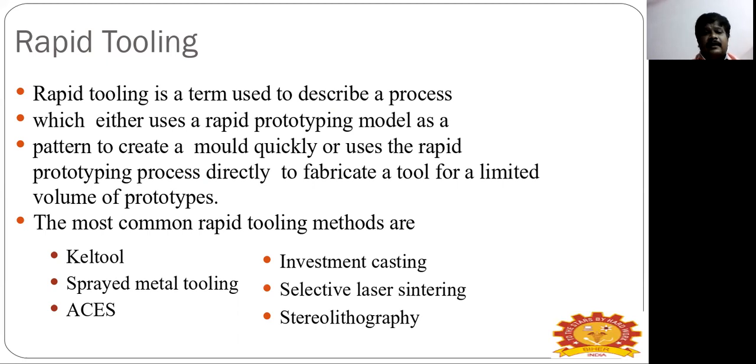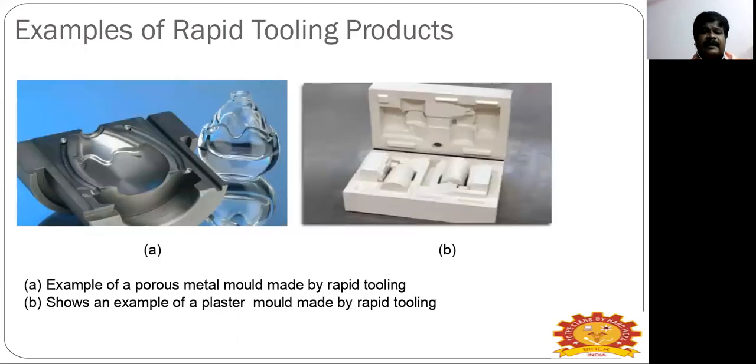Here, in rapid tooling, we describe the process where you use the rapid prototyping model as a pattern for creating the mold quickly. Some examples of rapid tooling products you can see. The first one is an example of a porous metal mold made by means of rapid tooling, and the second shows an example of a plaster mold made by rapid tooling.